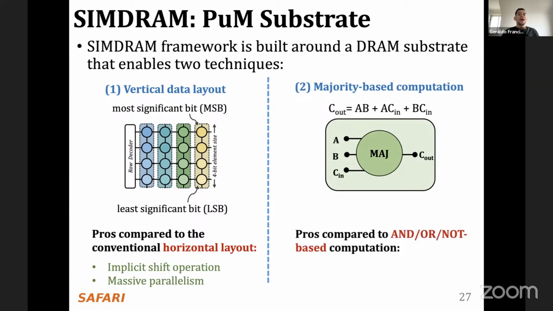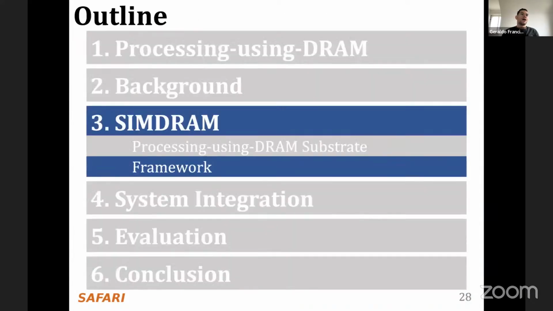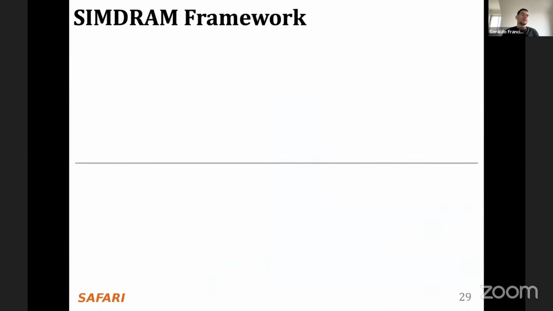So doing so enables SIMDRAM to achieve higher performance, higher throughput, and lower energy consumption compared to using basic logic operations for in-DRAM computation. Based on that, we implement SIMDRAM. SIMDRAM is an end-to-end framework that provides the user the ability to implement arbitrary operations in DRAM. The framework is composed of three main steps, which I'm going to illustrate next.